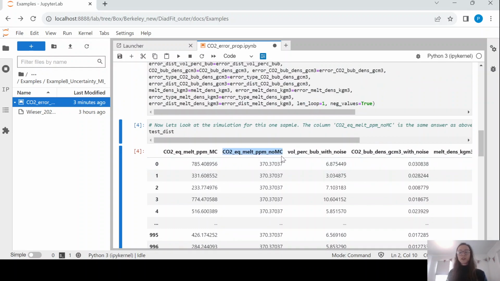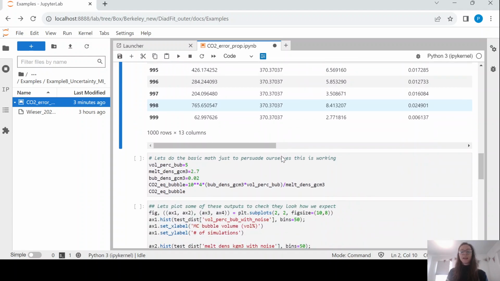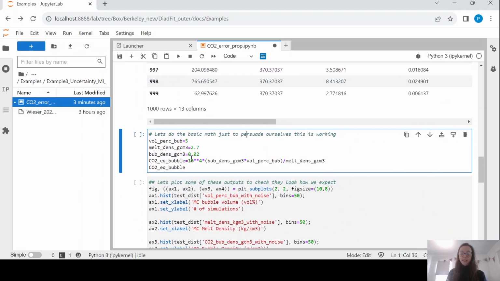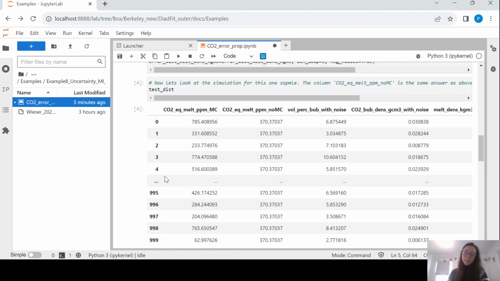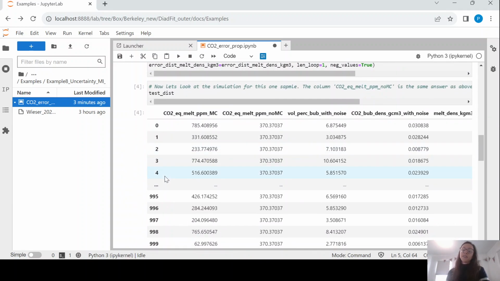This column shows the preferred CO2 in the melt using just those input parameters, so the 5 volume percent and the density of the two things. If you just want to see where that comes from, we have written out here the basic mass balance. It's basically the bubble density times the volume percent divided by the melt density, and you can see that gives 370. So 370 is the value that people would typically have used for this, and then that left-hand column is actually propagating the uncertainty fully.